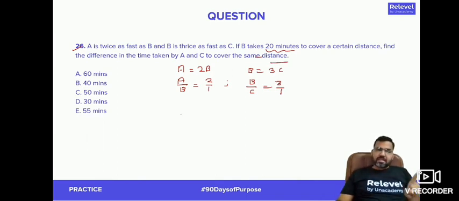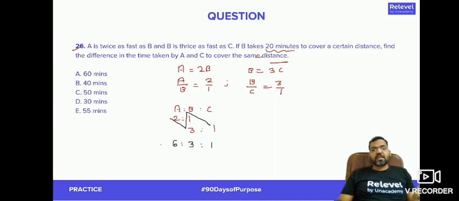So guys, that's the speed ratio. A ratio B is given to me as 2 ratio 1 and B ratio C is given to me as 3 ratio 1. The first thing that you need to do is to combine these ratios, right? You first need to find out the combined ratio of ABC speed, which we have learned in the ratios chapter. ABC ratio would be 6 ratio 3 ratio 1. That's the speed ratio, right?